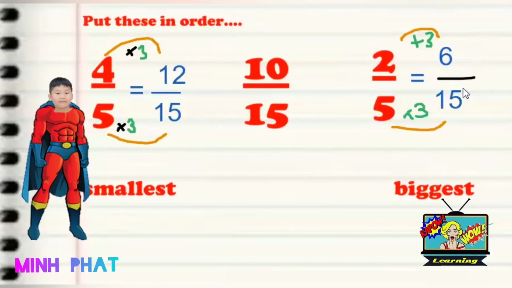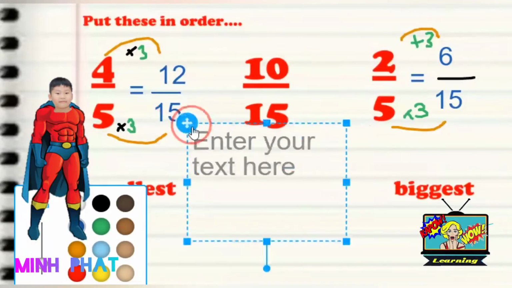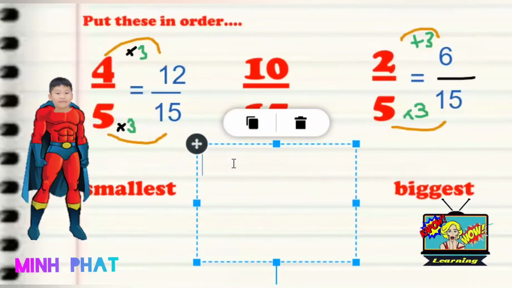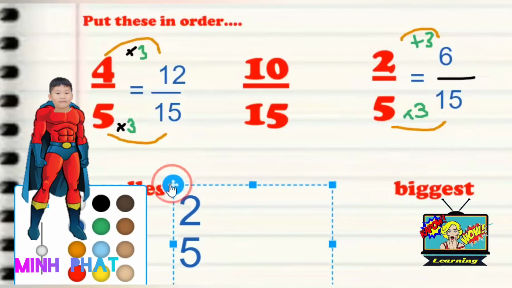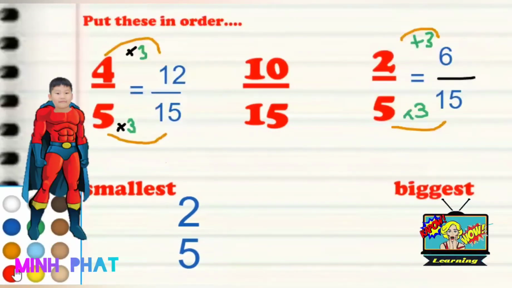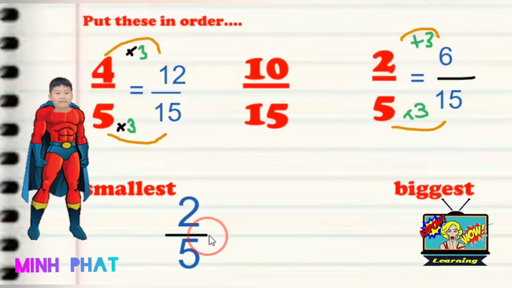Which is the smallest one, Ming Fat? It's the 6 and 15. Right. Do we write 6 and 15 though? No. What do we write instead? We write 2/5. You've got to be very careful there. You do not write the fraction that you have just made. You write the fraction you were given. So we've got 2/5 here, and that is the smallest one.